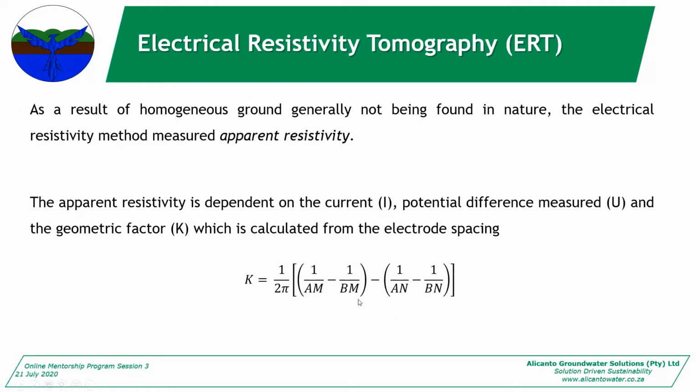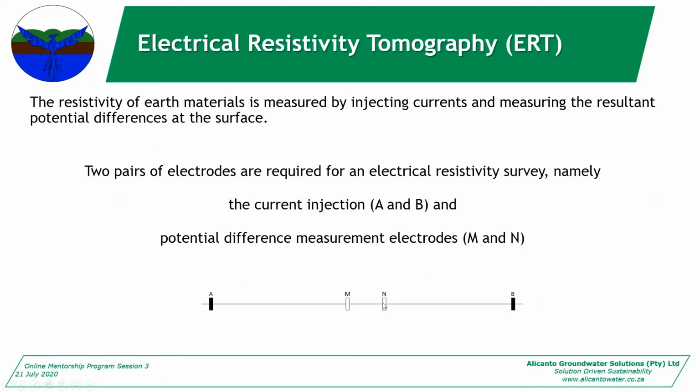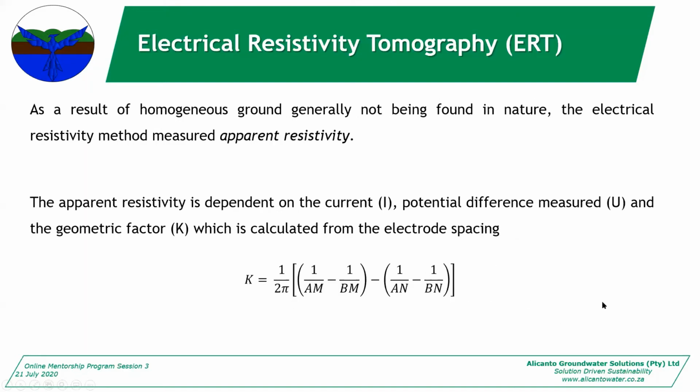So current we know because we're injecting it. Potential difference we're physically measuring. And then your geometric factor we calculate as 2 times pi, multiplied by 1 divided by: 1 over the distance between A and M, minus 1 over the distance between B and M, minus 1 over AN, plus 1 over BN. So that's this: NB, MB, NA, MA. That's your geometric factor.